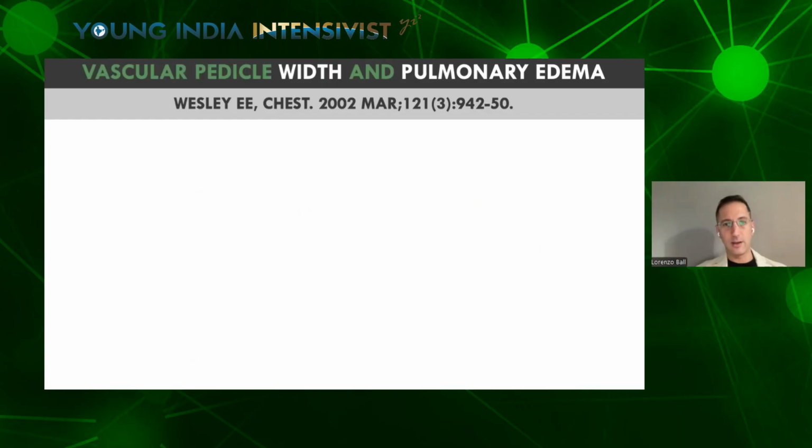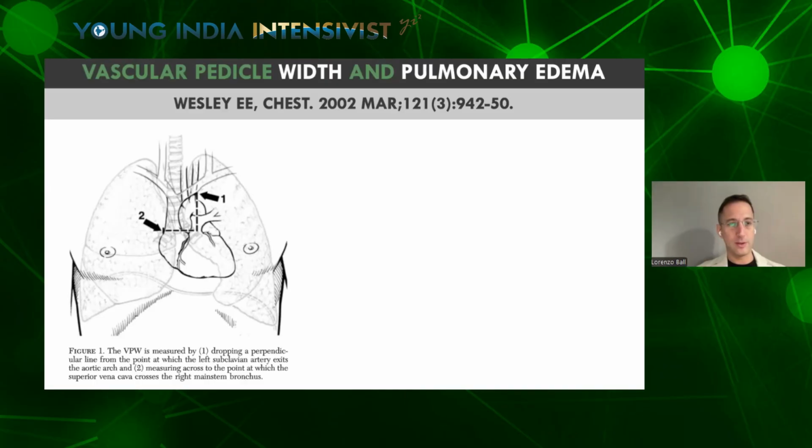The answer is yes. It is an approach that I showed you already in the 80s, but a bit more recently, at the beginning of the year 2002, this paper was published in which the size of the vascular pedicle of the lung is measured as you see there, dropping a perpendicular line from the point where the left subclavian artery exits the aortic arch and crossing it with the line passing between the superior vena cava and the right mainstem bronchus.